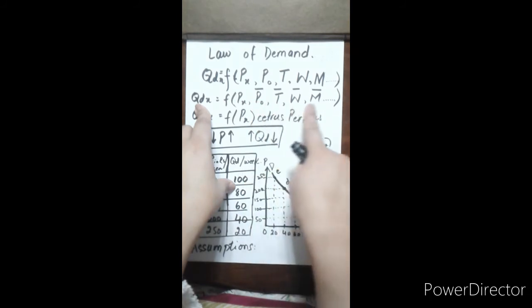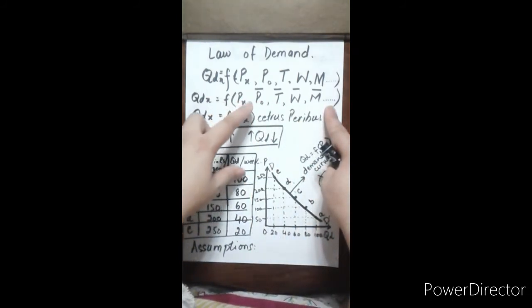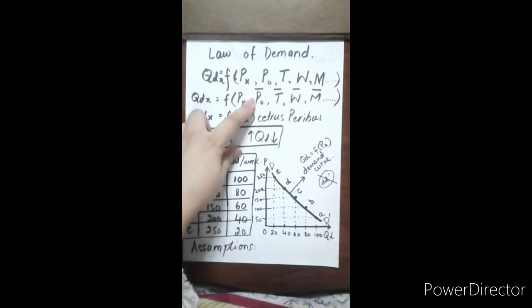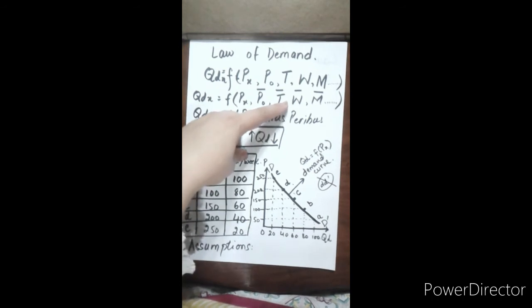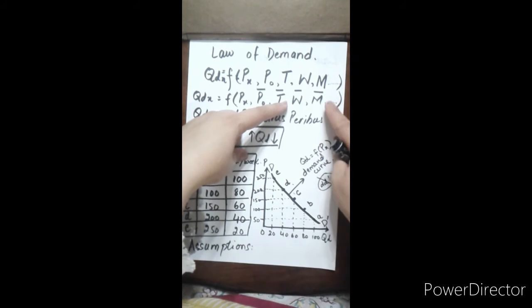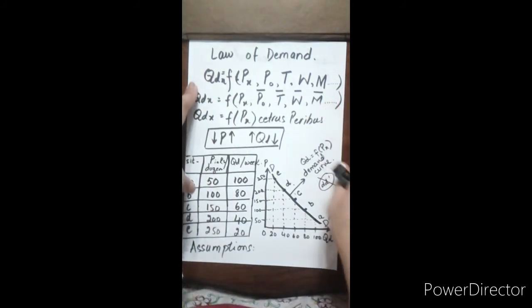So these are the factors you have kept constant. You will mention these in your assumptions. Number one will be prices of related commodities are kept constant. Number two can be the tastes or likes and dislikes of a person is not changing. Number three can be the weather is assumed to be same or it's not changing, and the income of the consumer does not change. These are your assumptions.